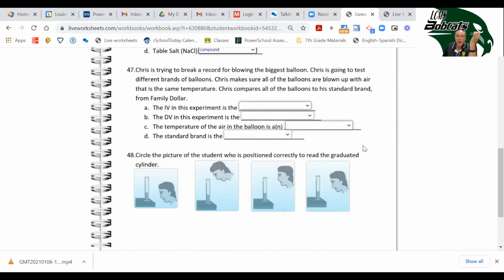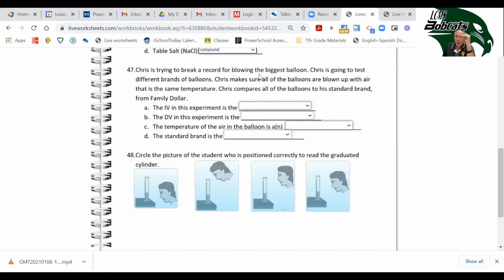Okay. Chris is trying to break a record for blowing the biggest balloon. Chris is going to test different brands of balloon. Chris makes sure all the balloons are blown up with air that's the same temperature. Chris compares all the balloons to his standard brand from Family Dollar. The independent variable, that's the thing that Chris can change.